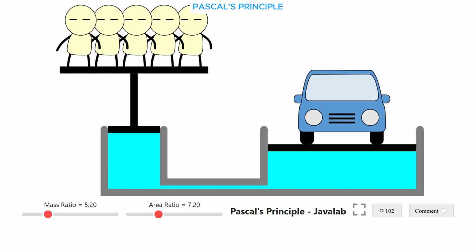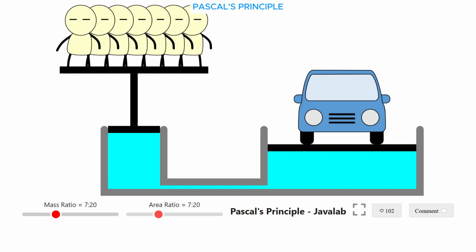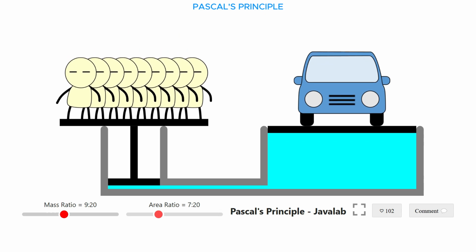So, Pascal's principle demonstrates how pressure, force, and area are interconnected. By adjusting these variables, we can control the lifting or lowering of heavy objects with precision.